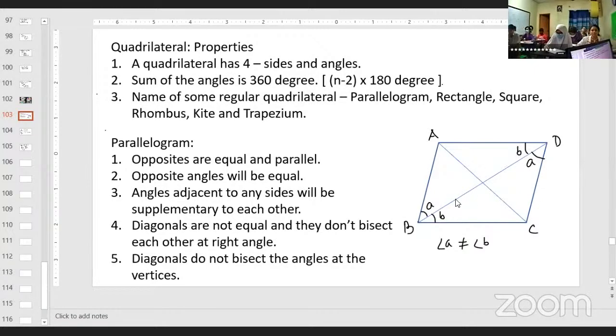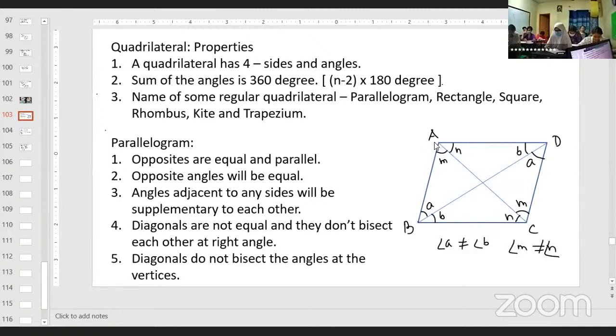Cannot be. Why are they equal? Alternate angle. Very good. Alternate angle. If this one is M, that one is N, right? And this is going to be M, this is going to be N. So we can write M is not equal to N, right?